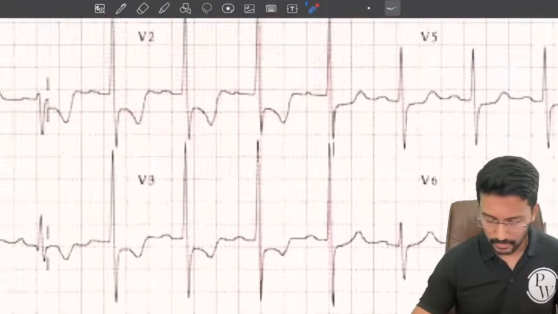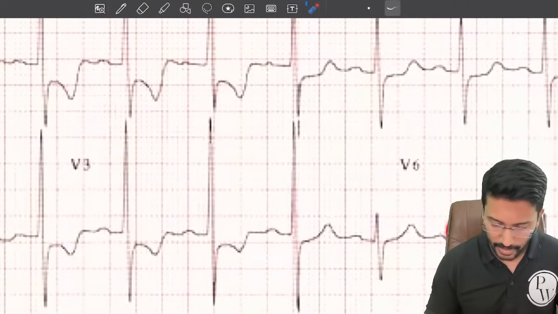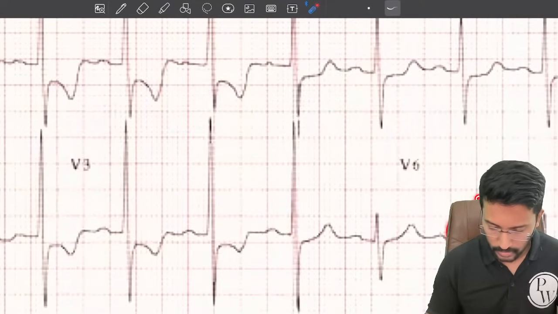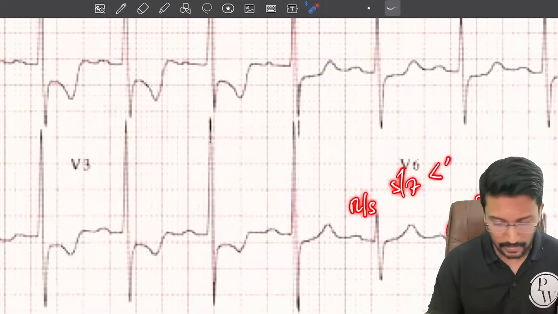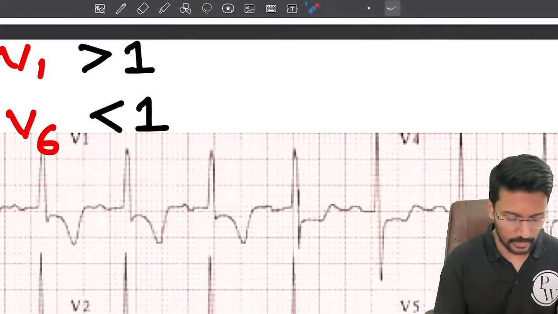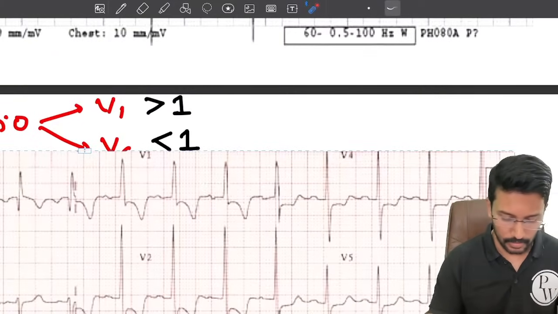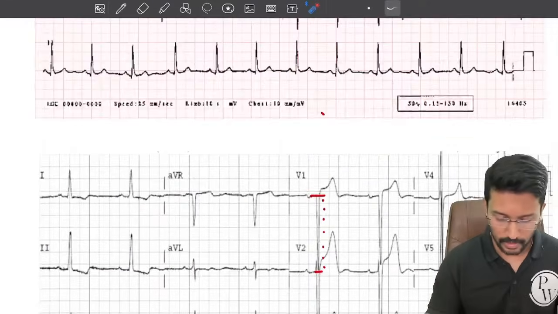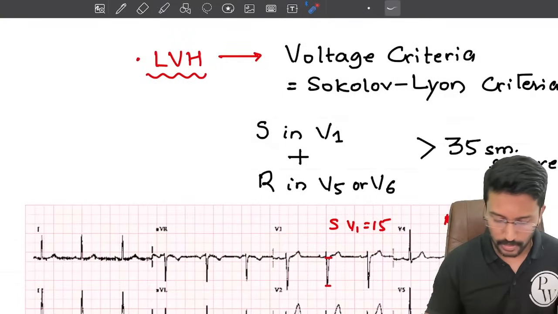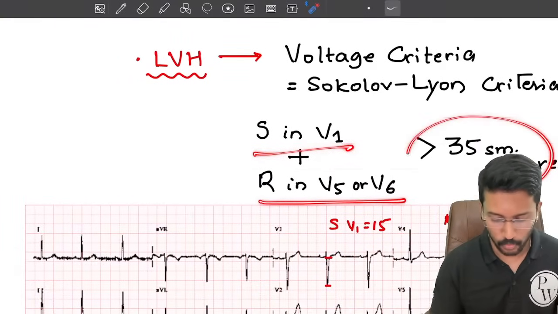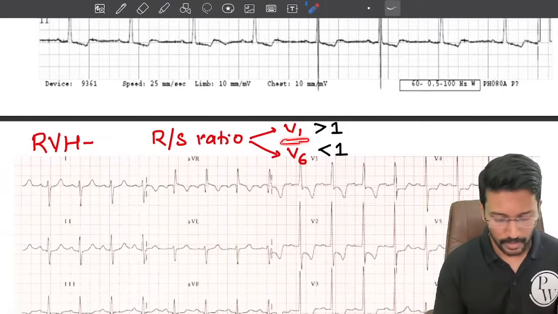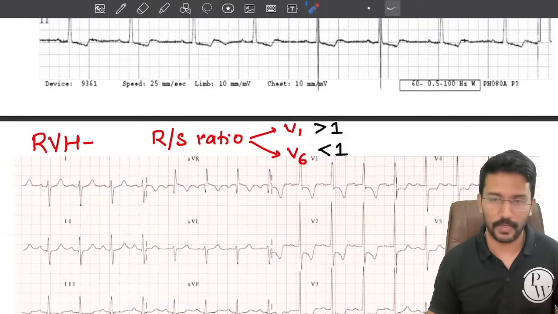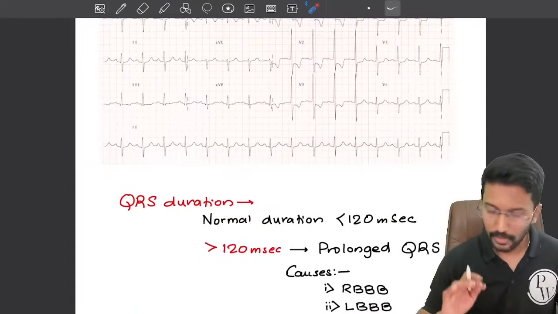And look at that in V6. When you look at that in V6, R is 1 large square equal to 5, and the S is 1 large square plus 2. So it is equal to 7. So R by S ratio in V6 is 5 by 7. It is certainly less than 1, right? So that satisfies the criteria for right ventricular hypertrophy. So two criteria for left ventricular hypertrophy: SLI criteria, S in V1 plus R in V5 or V6 more than 35 small squares. And for right ventricular hypertrophy, R by S ratio in V1 more than 1 and V6 less than 1 satisfies the case to be called right ventricular hypertrophy.